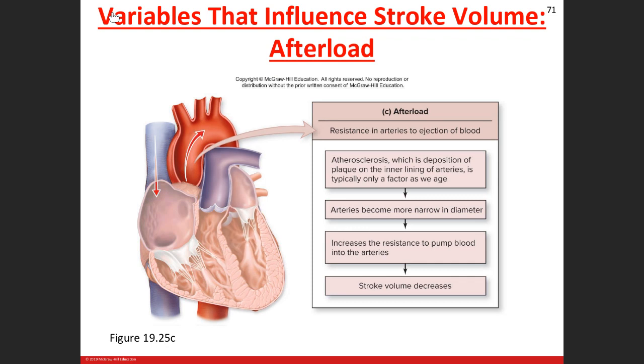And then we got afterload. Afterload is going to be the resistance outside of the heart in the arterial system. So if you increase the resistance, you'll increase the afterload, and you will decrease the stroke volume. If we decrease the afterload, therefore we decrease the resistance, we'll increase the stroke volume.